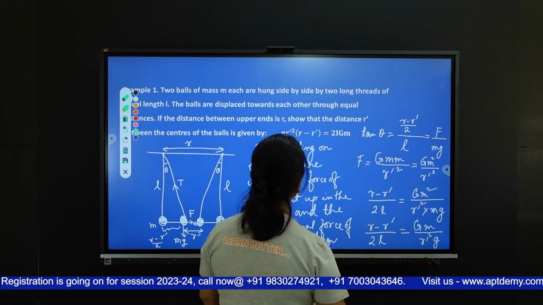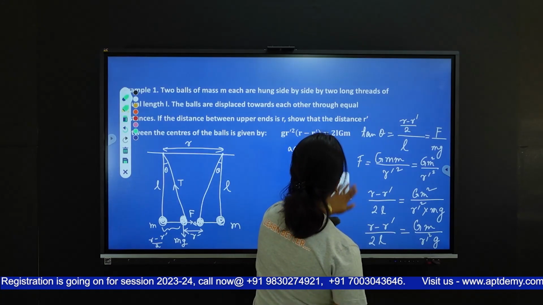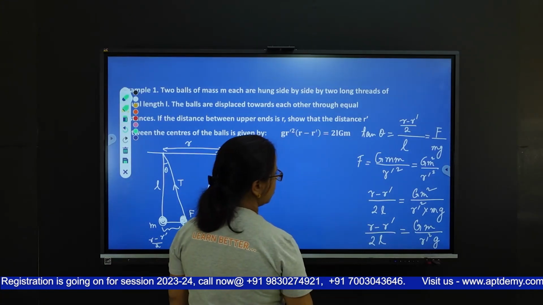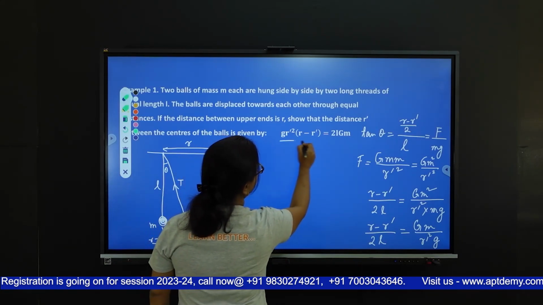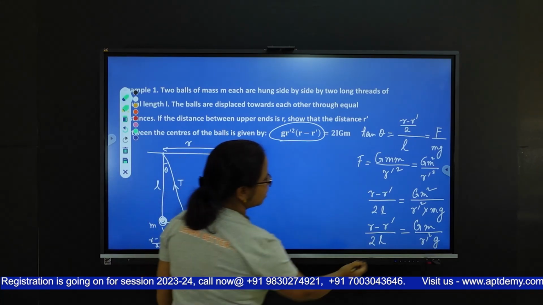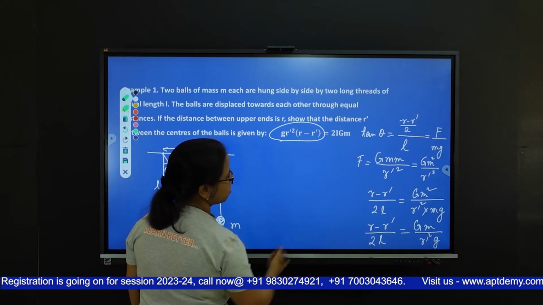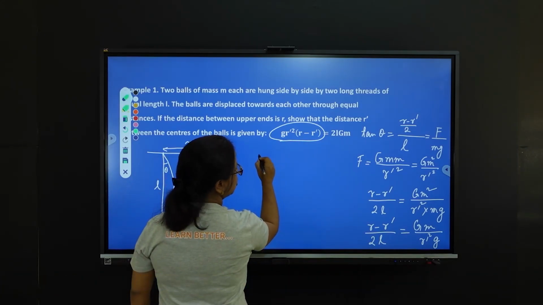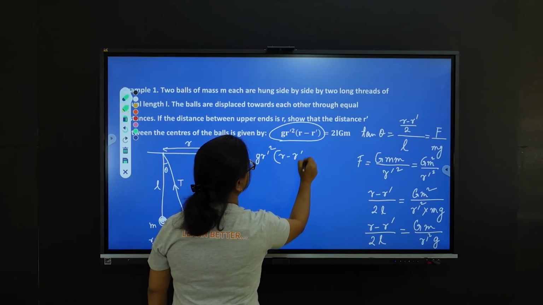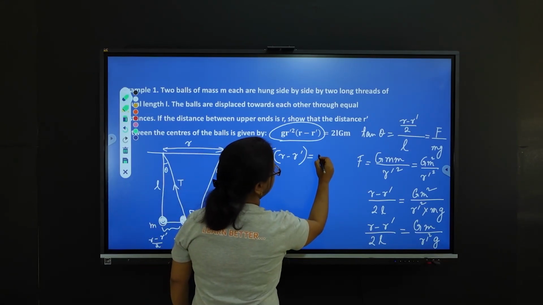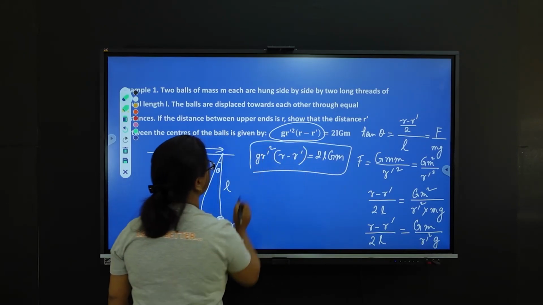Now proceeding further, let's keep an eye on the solution that we need. We need G r dash squared times (r minus r dash). Let's just cross multiply. We have g r dash squared times (r minus r dash), which is equal to 2L capital G M. So very interesting result in fact.